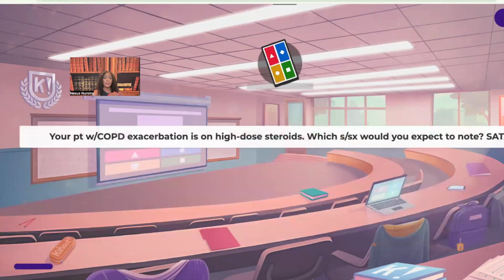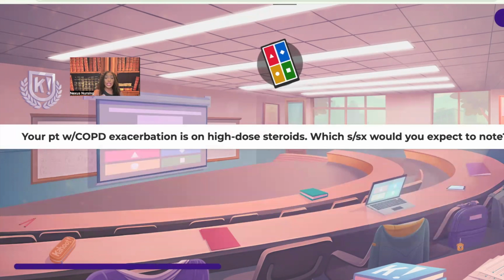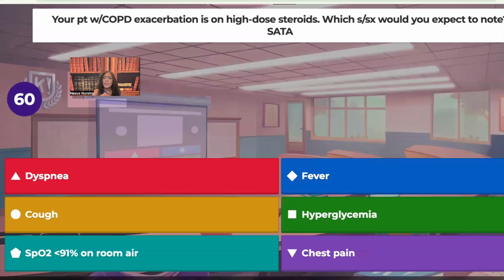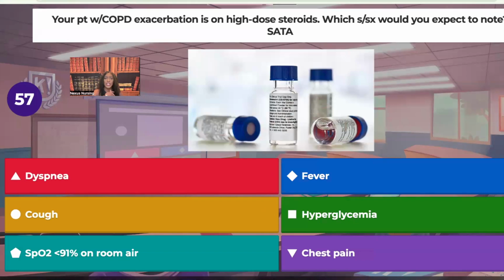Select all that apply. All right, so your patient with COPD exacerbation is on high-dose steroids. Which signs and symptoms would you expect to note in this patient? Dyspnea, fever, cough, hyperglycemia, an O2 sat less than 91% on room air, chest pain. Your patient with COPD exacerbation is on high-dose steroids. What clinical manifestations would you expect to note in this type of patient?